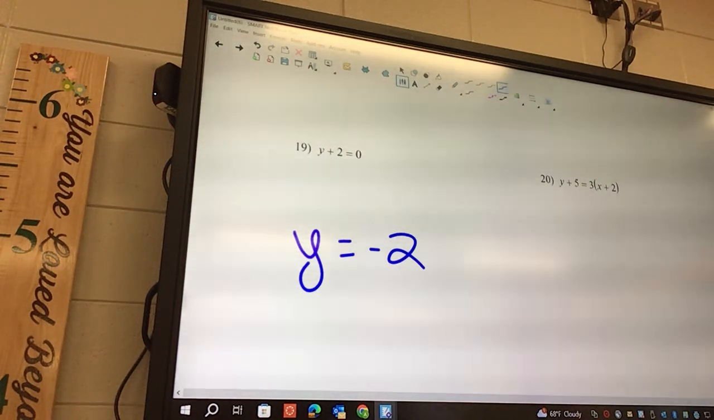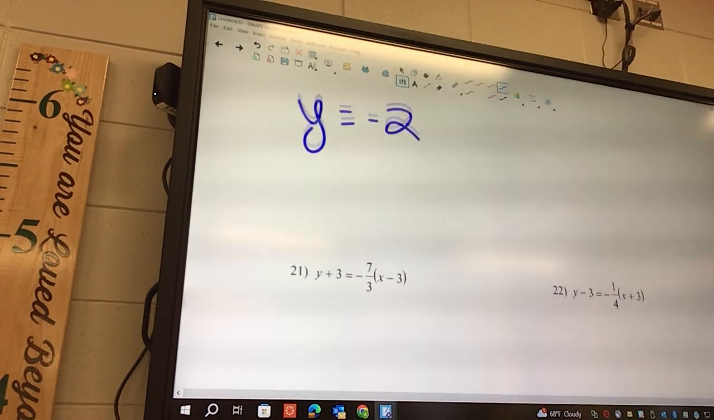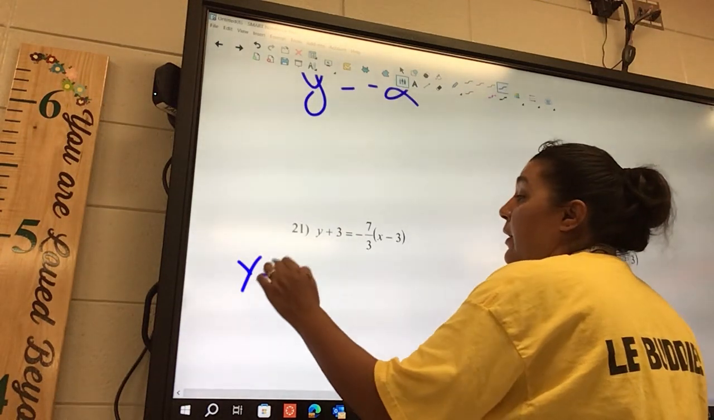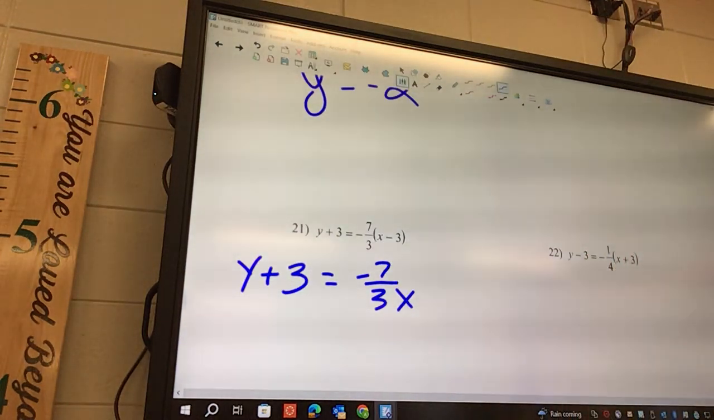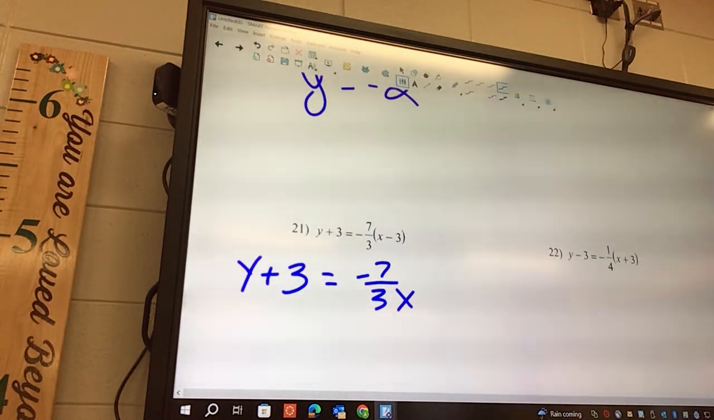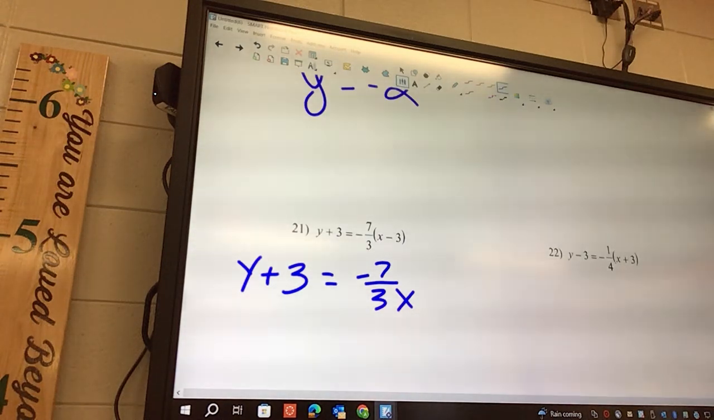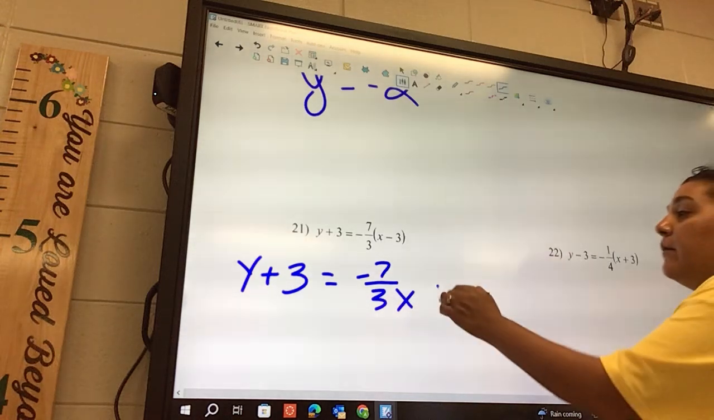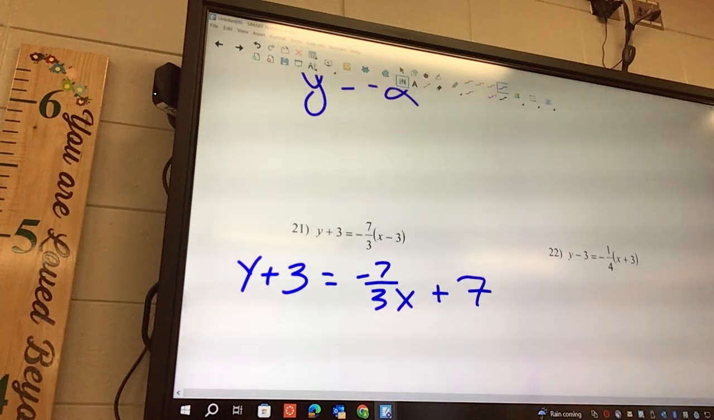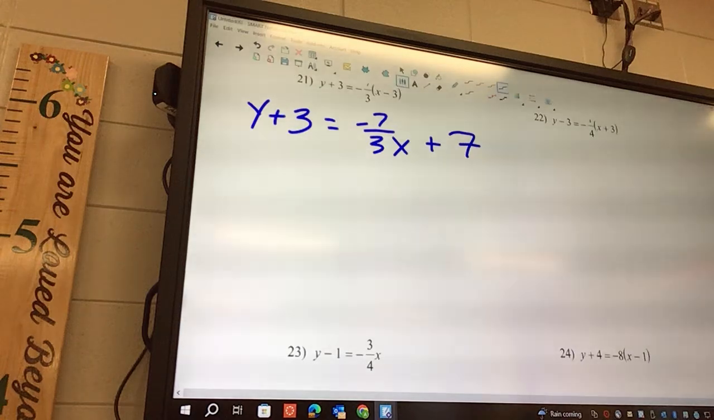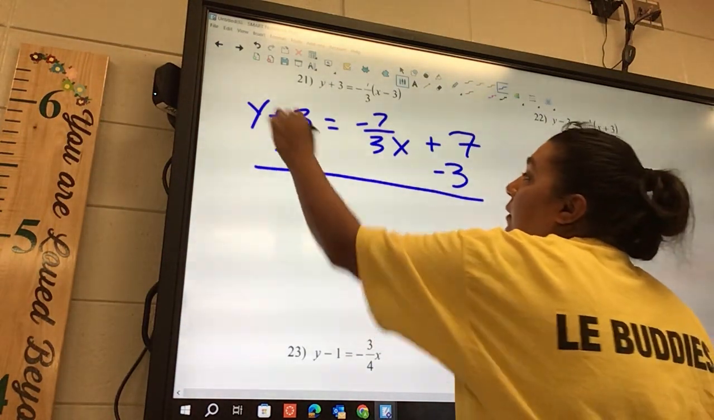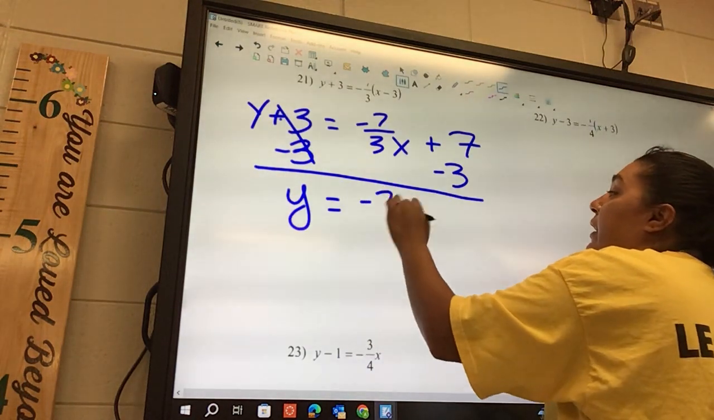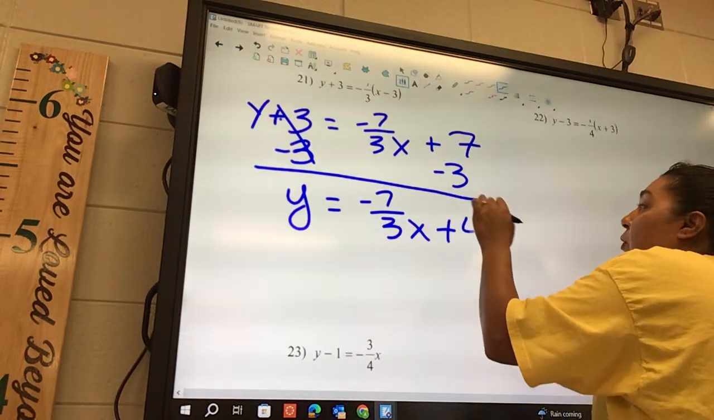Okay, 21, we're going to multiply and then either add or subtract. So we get y plus 3 equals -7/3x. Okay, what is -7/3 times -3? 7. Okay, and then what needs to be done? -3 from both sides. So we get y equals -7/3x plus 4.